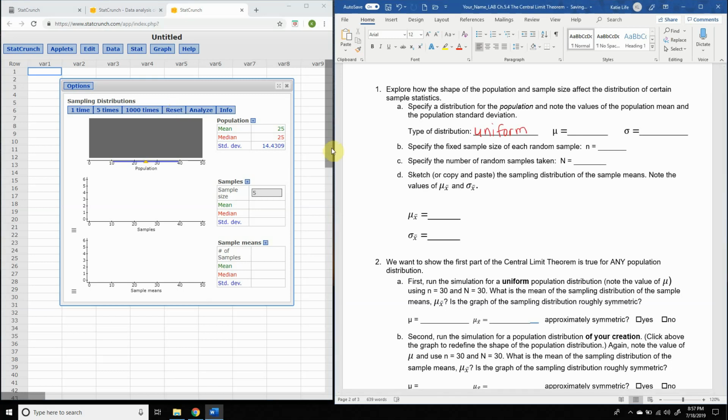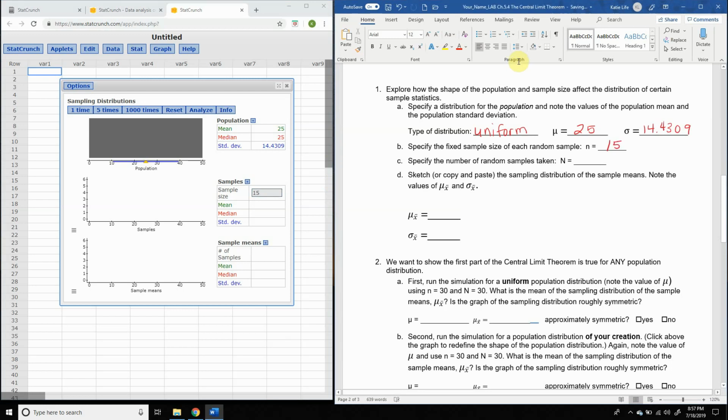It has a mean of 25, and it has a standard deviation of 14.4309. So that's just coming from this top chart where it says population. It gives me all of those parameters right up front. I'm going to specify a fixed sample size. That's the dialog box in the middle. I'm going to say 15.